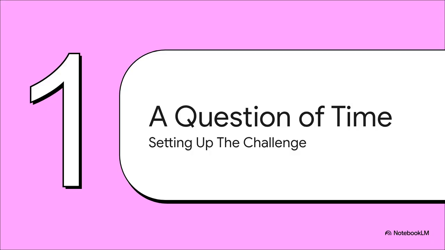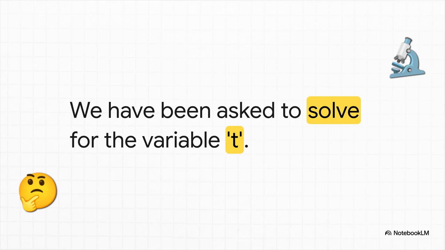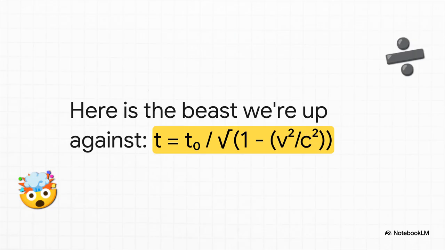First up, we need to set the stage. In this section, we're just going to lay out the scientific challenge that our source material has handed us. And here is our mission, should we choose to accept it. It sounds simple enough. Solve for t. The goal is to take this massive equation and isolate that one single variable. And, wow, here is the beast itself. I mean, just look at this thing. You've got variables, you've got a fraction, you've got a square root, you've got exponents. It's the whole shebang. And our job is to wrestle all of that to get that little t all by its lonesome on one side of the equal sign.